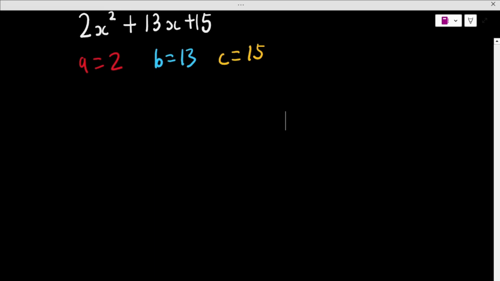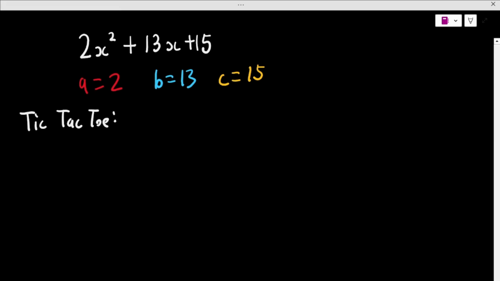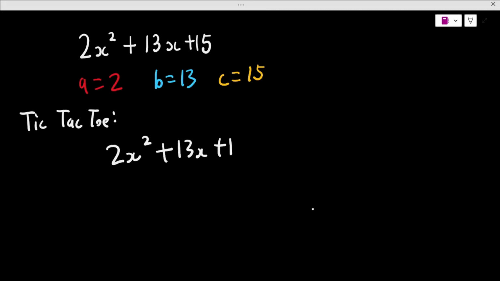The fourth method, again, credits to Black Pen Red Pen. It's called the tic-tac-toe method. So we are going to write, again, our expression of 2x squared plus 13x plus 15. We're going to be drawing tic-tac-toe lines. So something like this.